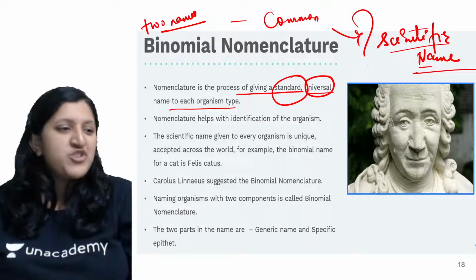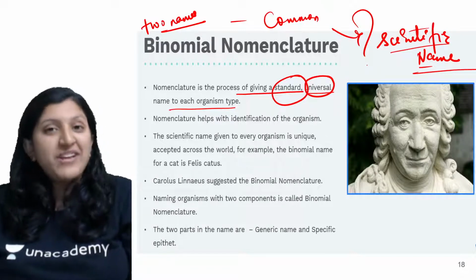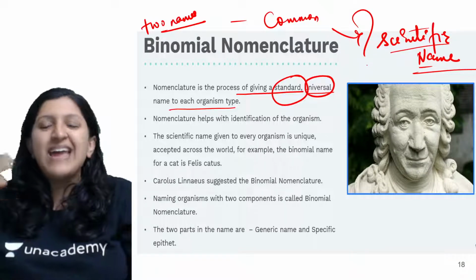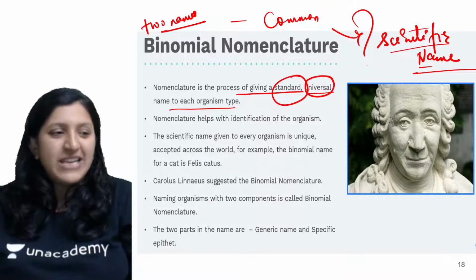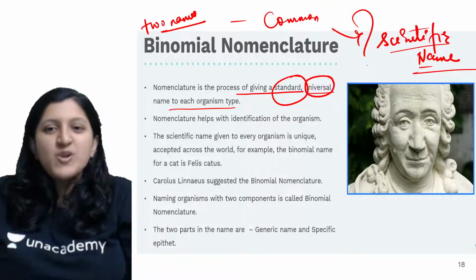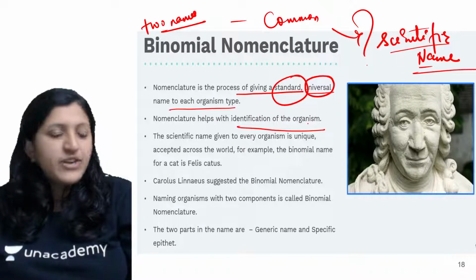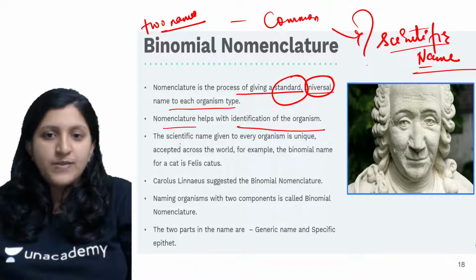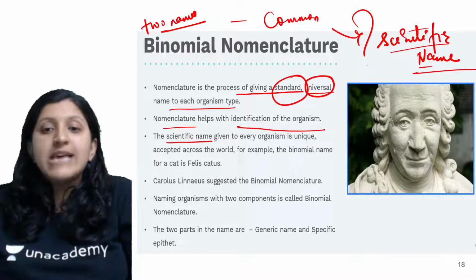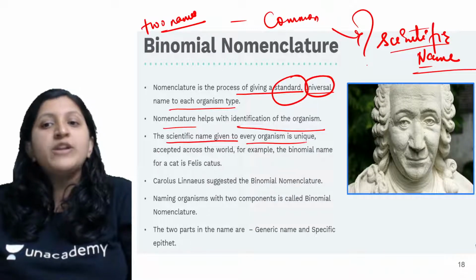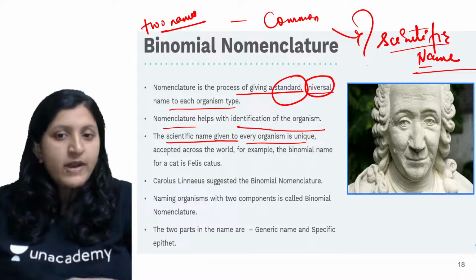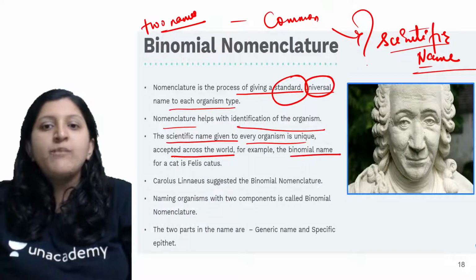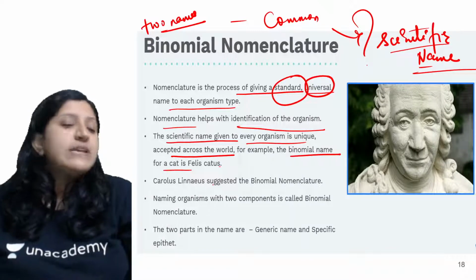If you just mention the scientific name, even if they don't know it, they can google the name and find the scientific name of a particular organism. So nomenclature helps with the identification of organisms. The scientific name given to every organism is unique and accepted across the world. For example, the binomial name for a cat is Felis catus.